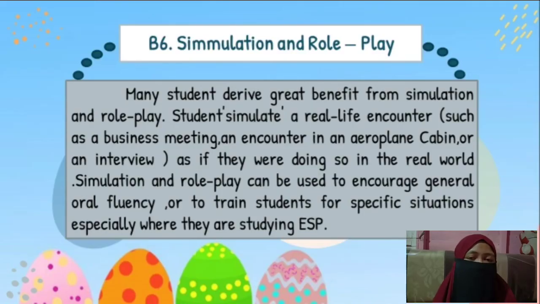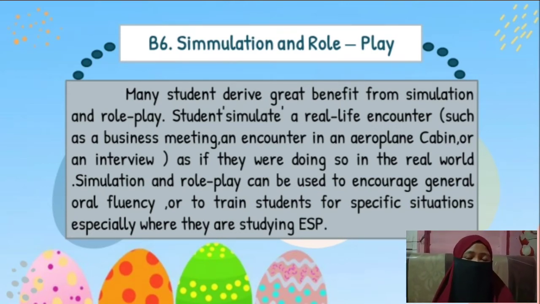And the next is simulation and role play. Many students derive great benefit from simulation and role play. Students simulate a real-life encounter, such as a business meeting, an encounter in an aeroplane cabin, or an interview, as if they were doing so in the real world, either as themselves in that meeting or aeroplane, or taking on the role of a character different from themselves, with thoughts and feelings they do not necessarily share.